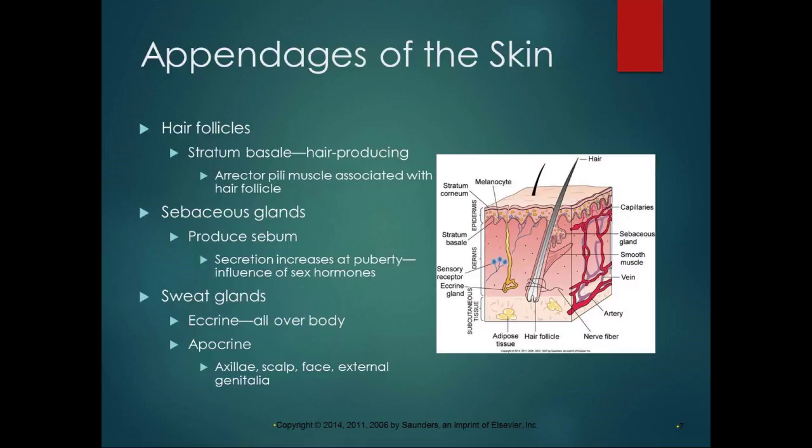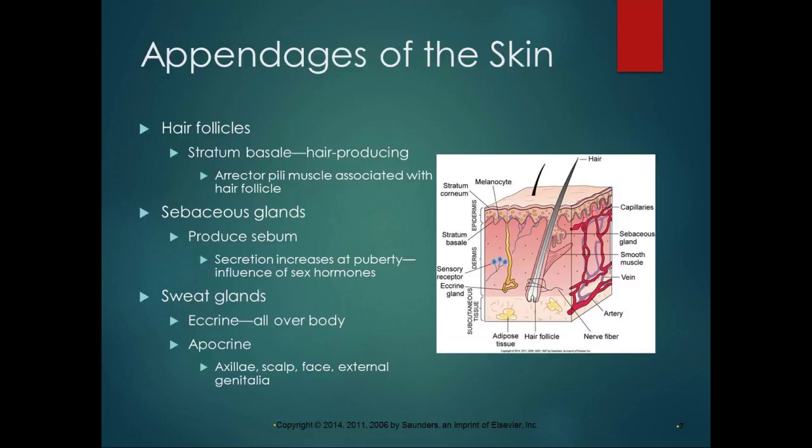Sebaceous glands are usually associated with hair follicles, but some of them are not, and they just open directly under the skin. And they produce sebum, which is your skin oil, and it keeps your hair and skin soft, and it hinders loss of fluid from the skin.